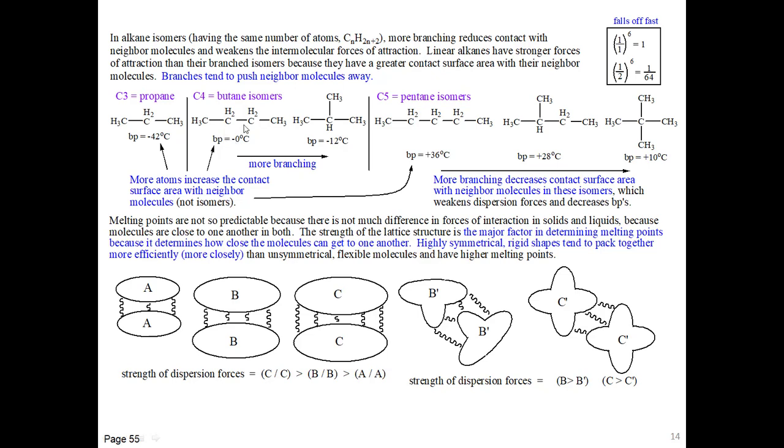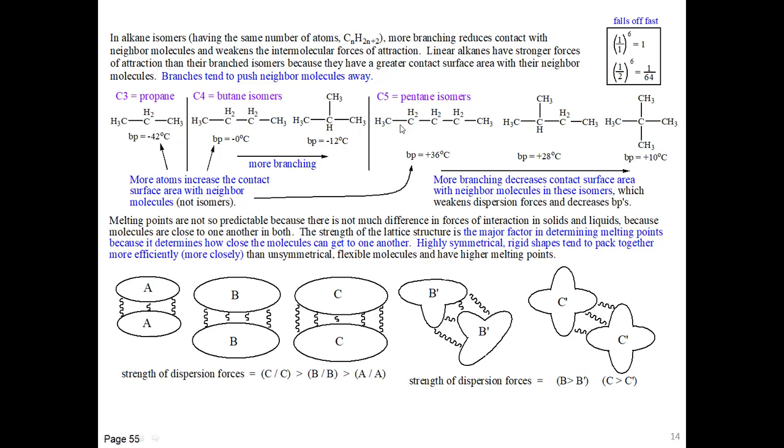But once I get to 4 carbons, I can arrange it in another way. I could take off 1 carbon here. Instead of attaching it to the end, I could put it in the middle. And if I put it in the middle, it turns out the boiling point is minus 12. It goes down. So this is a little strange. Why would that happen? Because there's still 4 carbons. There's still no polarity. All right.